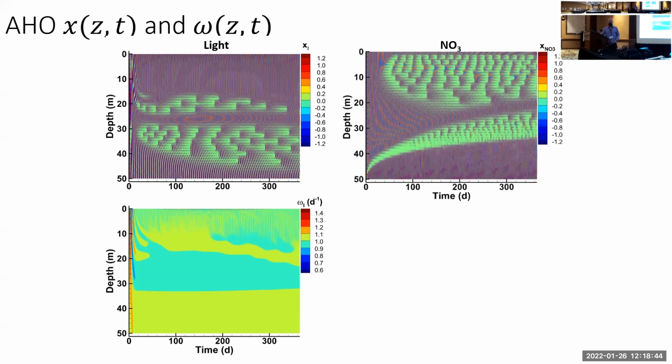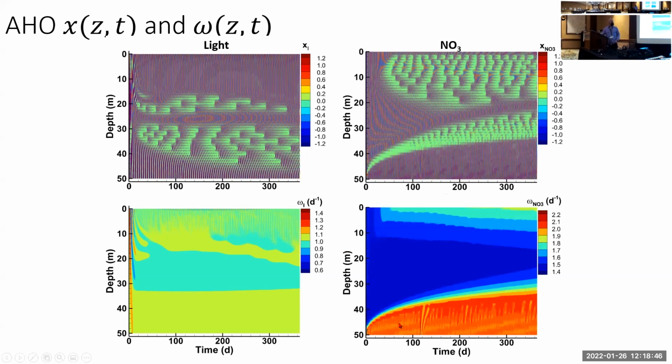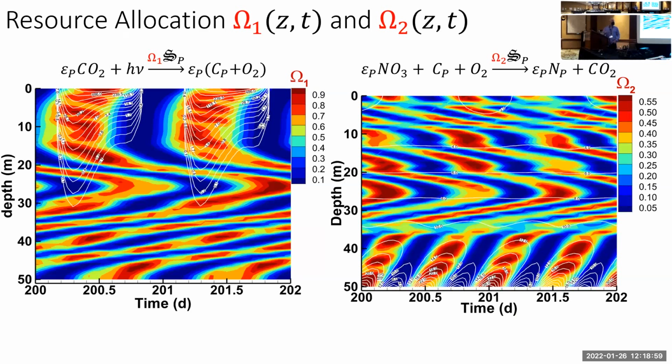And then similar for the nitrate, if we look at it, we can see again, this is the frequency of that oscillator, and you can see that it's adapting. These oranges and reds are values of 2 per day, and so it's adapting to that periodic frequency of the nitrate that's being pulsed into the bottom. Now, these contour plots are the contours, again, over depth and time. And the color part is that omega.